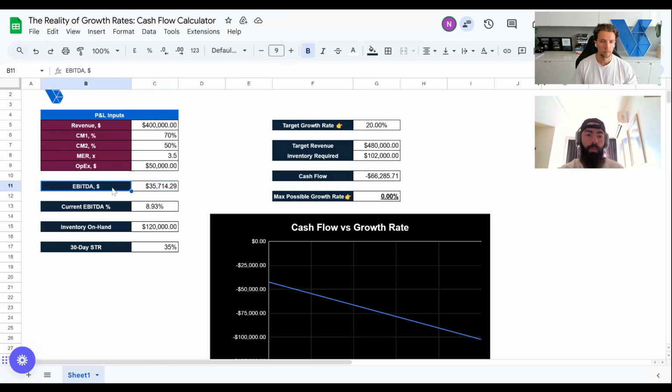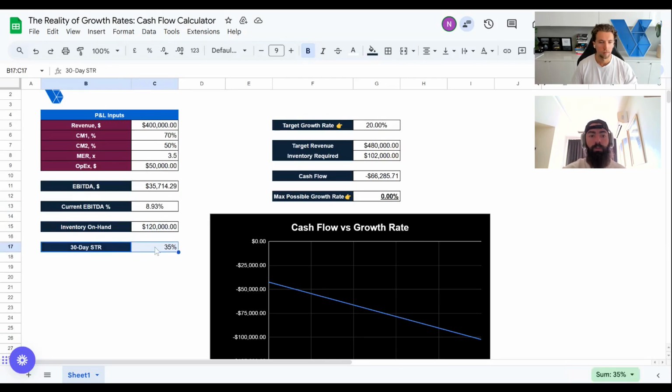So with 3.5 marketing efficiency, we could be looking at $35,000 net profit per month at $400,000 revenue. Now, if we wanted to grow an additional 20%, which is the growth target right here, at this current EBITDA dollars and EBITDA percentage, we would need to see the type of inventory that we have on hand and what our typical 30-day sell-through rate is.